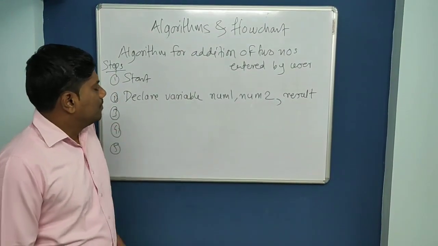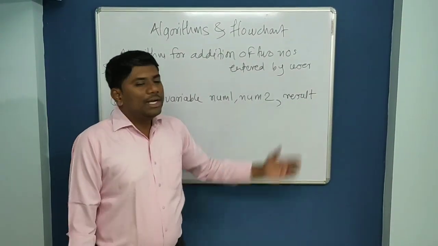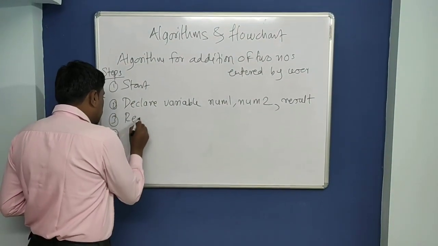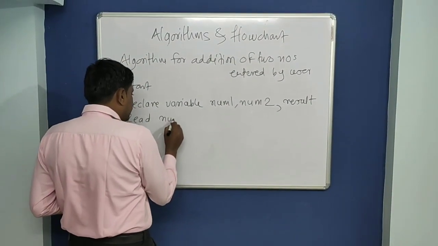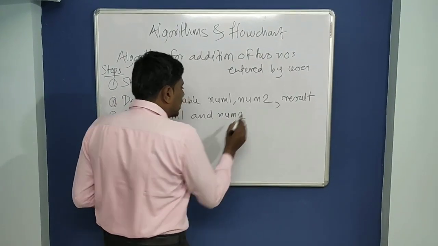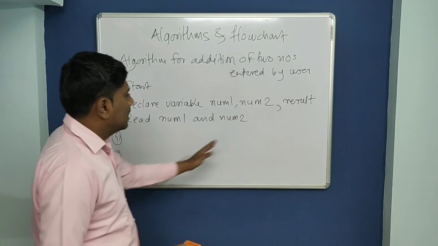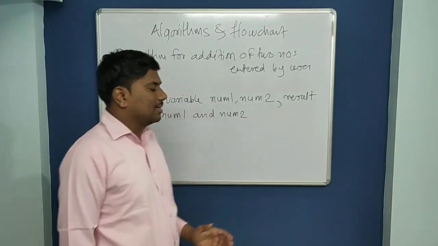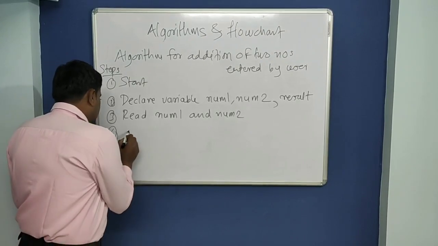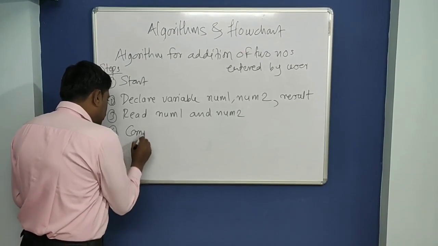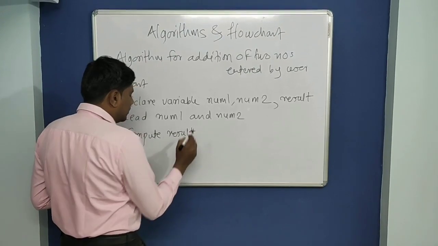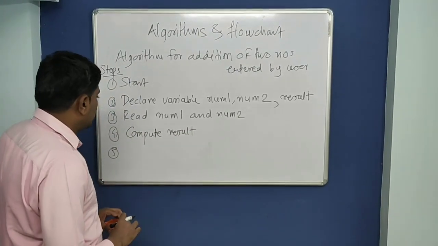Now what is the third step? We are going to read two numbers from the user. So read number 1 and number 2. We are going to read 2 numbers, not result. We are going to calculate the result. So this is the third step. The next step is compute result.